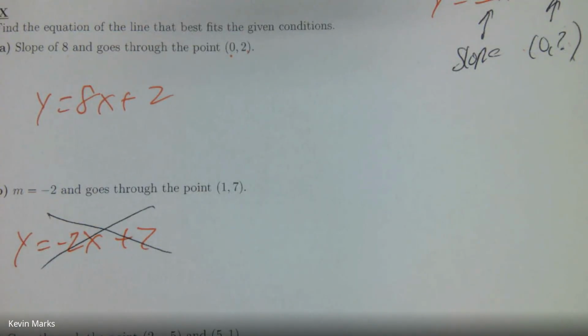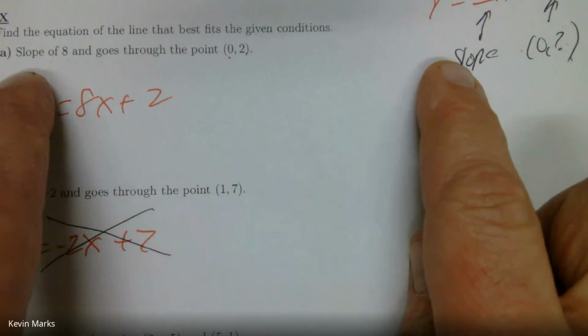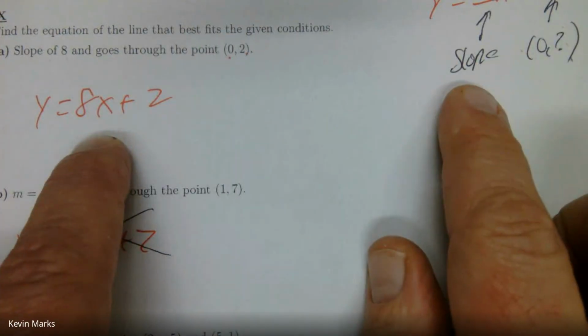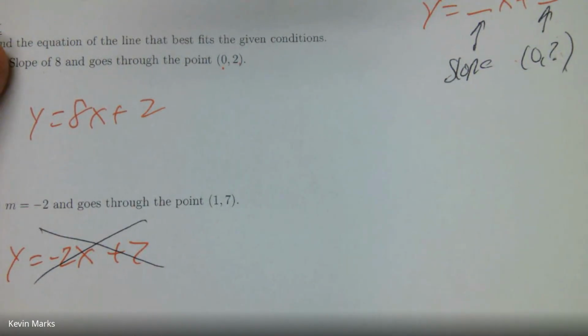Okay, so did they give me the slope? Yes. Did they give me the y-intercept? No. See, like here, they gave me the slope. They gave me the y-intercept. Easy. Here, they gave me the slope. Oops, they didn't give me the y-intercept. So you could figure it out.